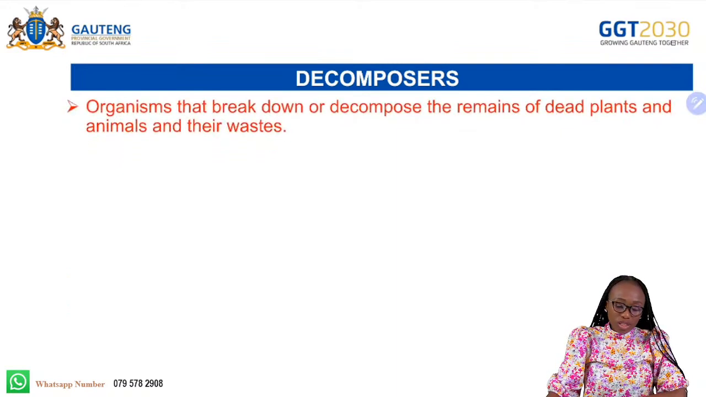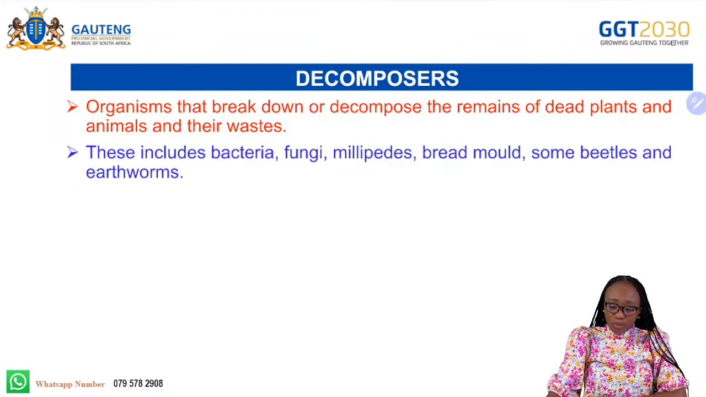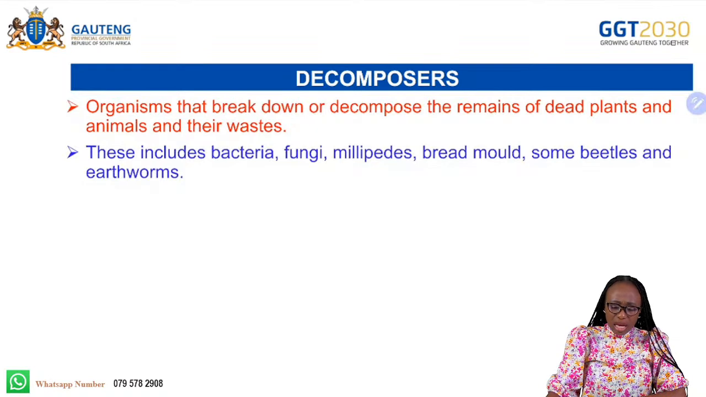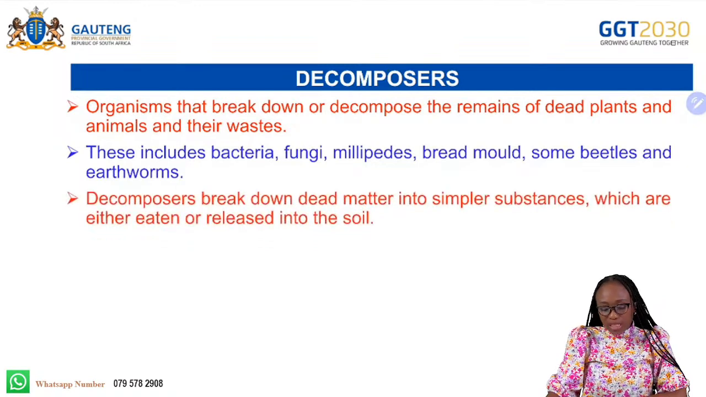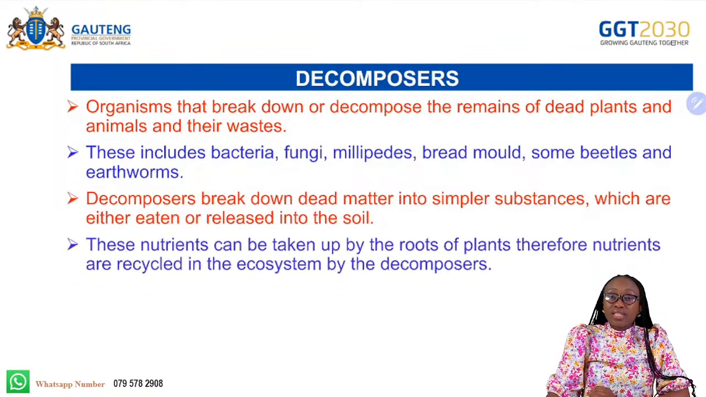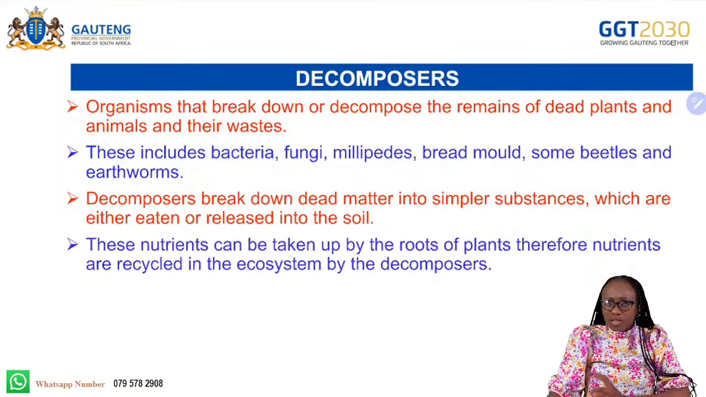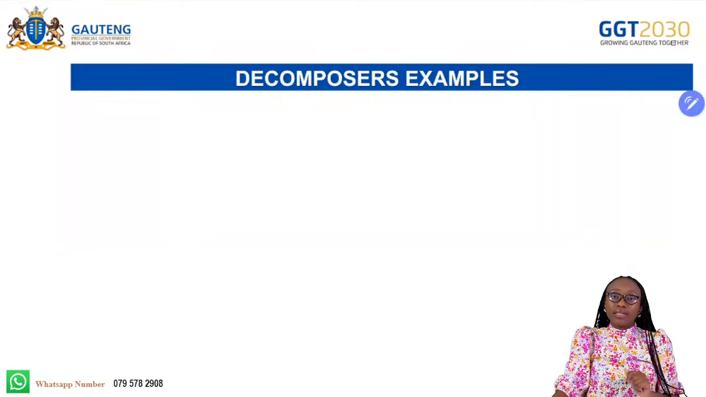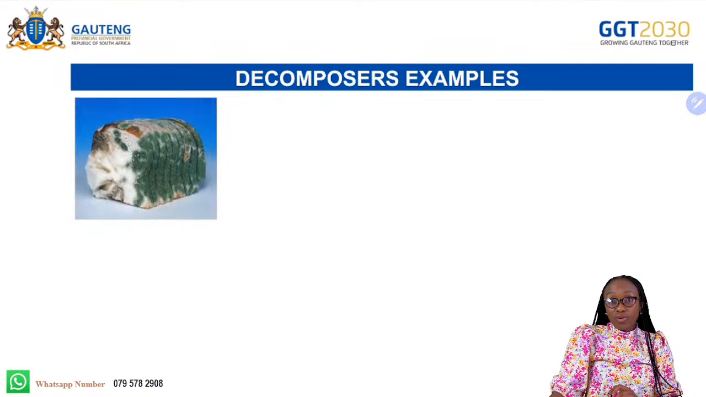And then we've got the decomposers. These are very, very important. These are organisms that break down or decompose the remains of dead plants and animals and their waste. They include microorganisms such as bacteria, fungi, millipedes, bread mold, and some beetles and earthworms. They break down the dead matter into simpler substances which are either eaten or released back into the soil. These nutrients will be taken up by the roots of plants. So they are putting the nutrients back into the ecosystem. They are recycling the nutrients, which is a very, very important job.